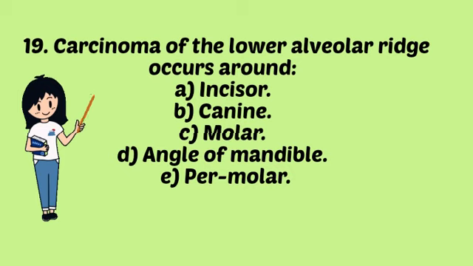19. Carcinoma of the lower alveolar ridge occurs around A. Incisor. B. Canine. C. Molar. D. Angle of mandible. E. Premolar. Option C is correct, molar.